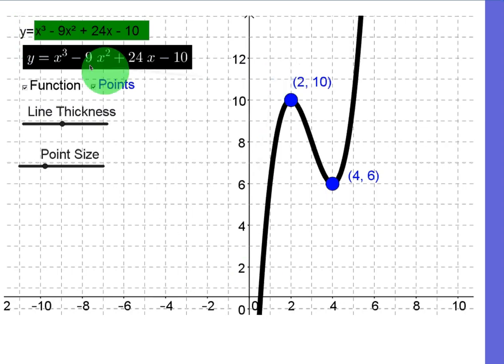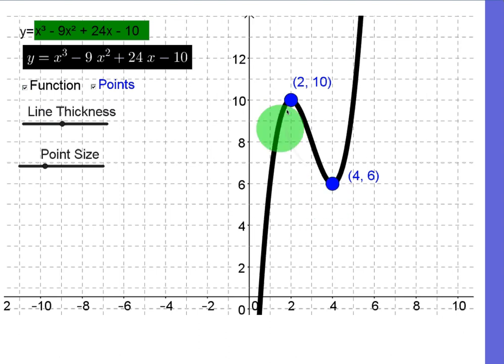Here's the graph of our original function that we were given, x cubed minus 9x squared plus 24x minus 10. We can see our first critical point, (2, 10). It changes direction here. And our second critical point, (4, 6). Now, the real definition is it has a horizontal tangent line. That means it's a critical value.